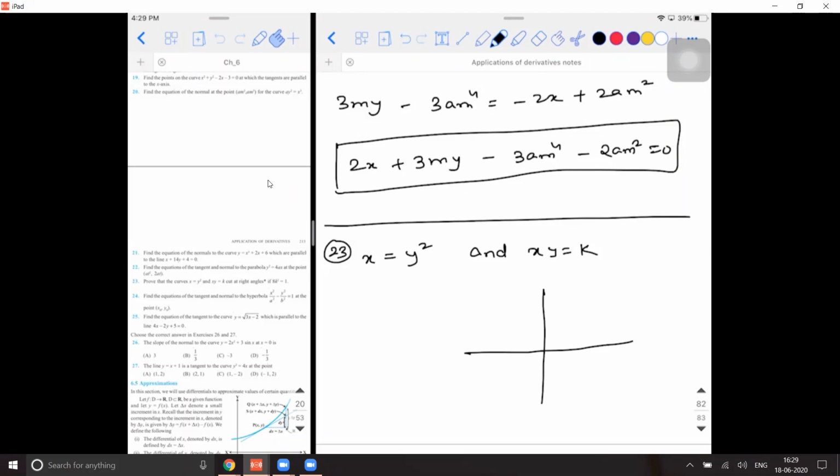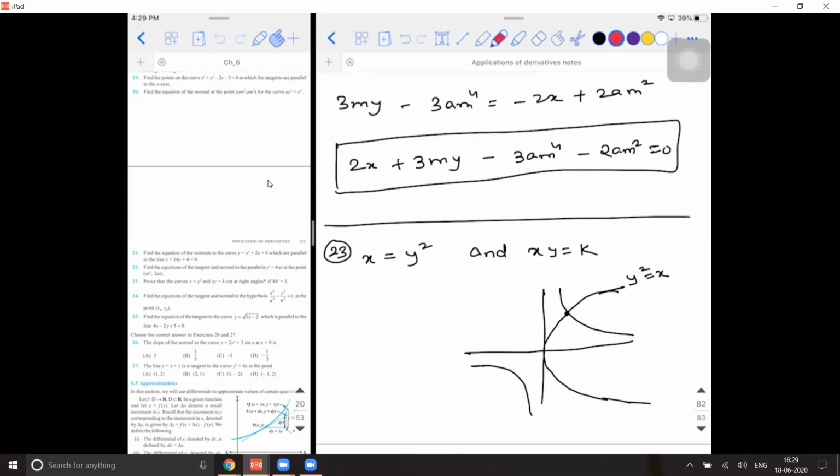So y square is equal to x. What is it? It's a rightward parabola. So there is the graph for y square is equal to x. Now xy is equal to k means it is a rectangular hyperbola like this. This is the point where they are meeting.